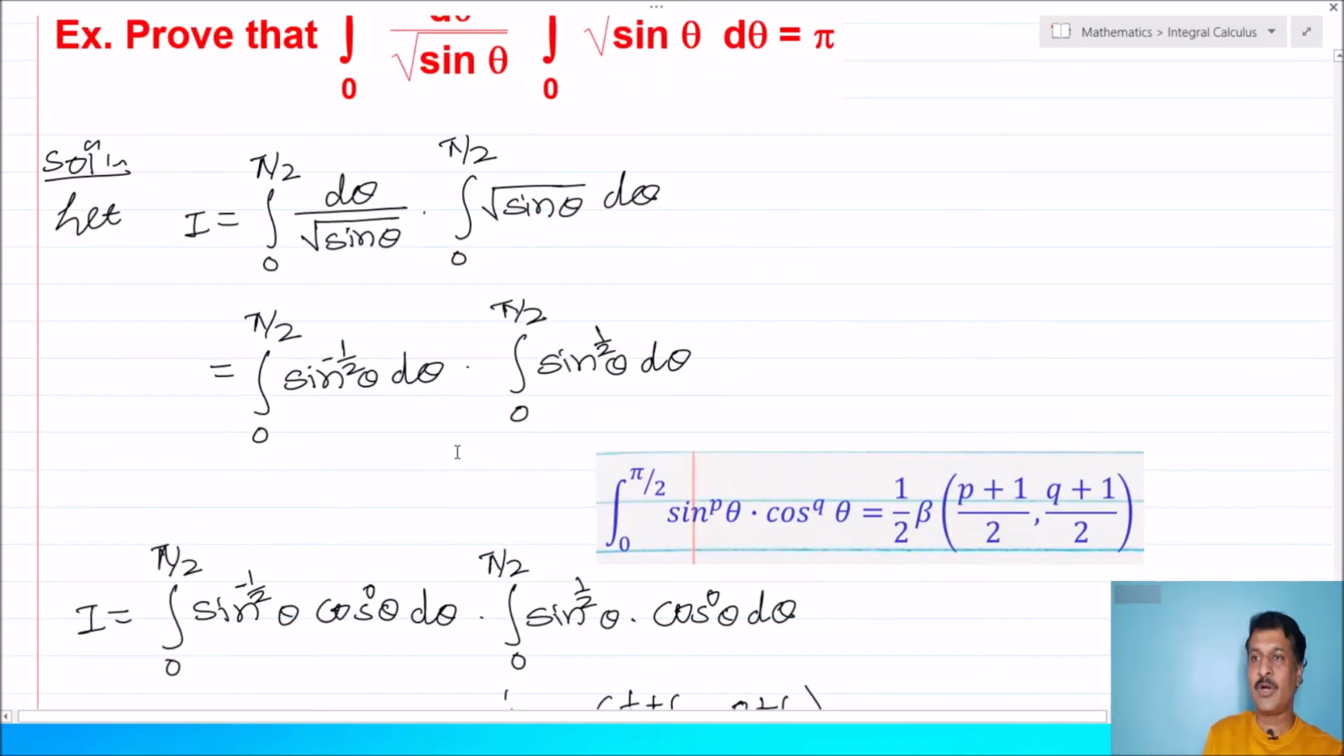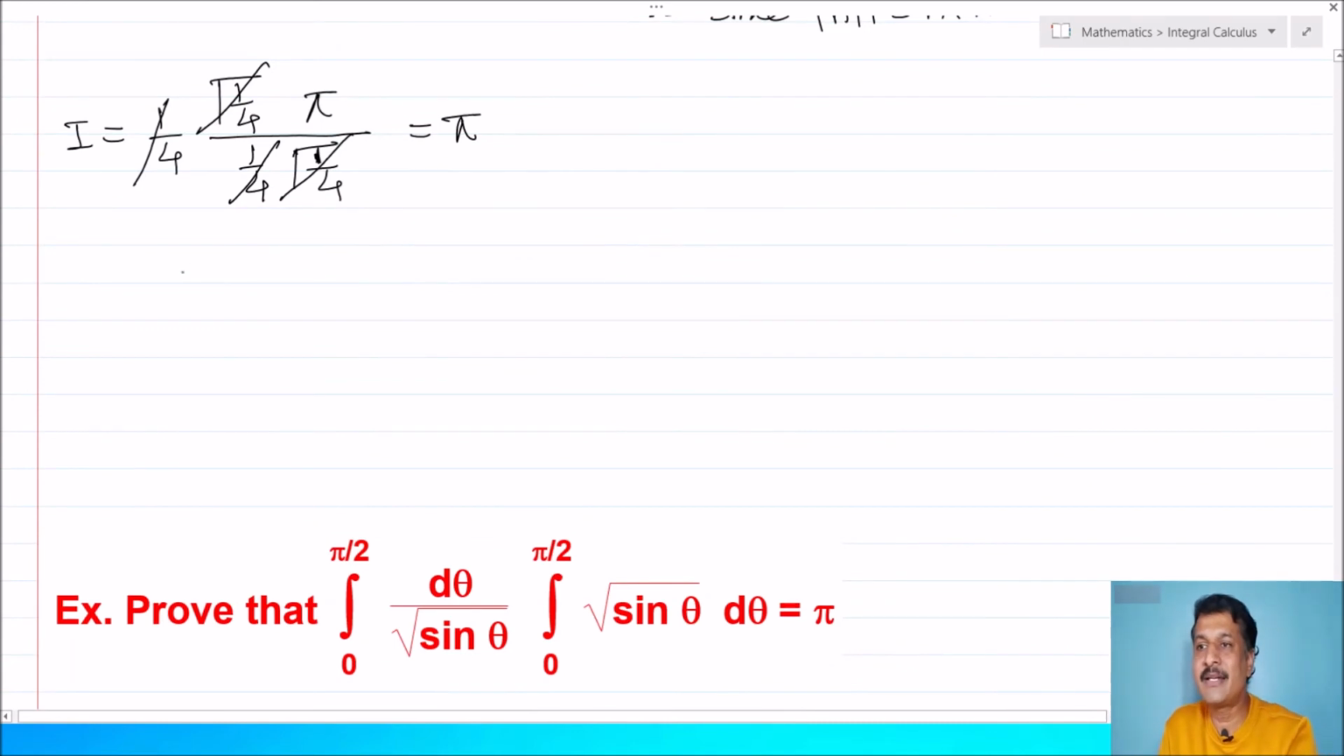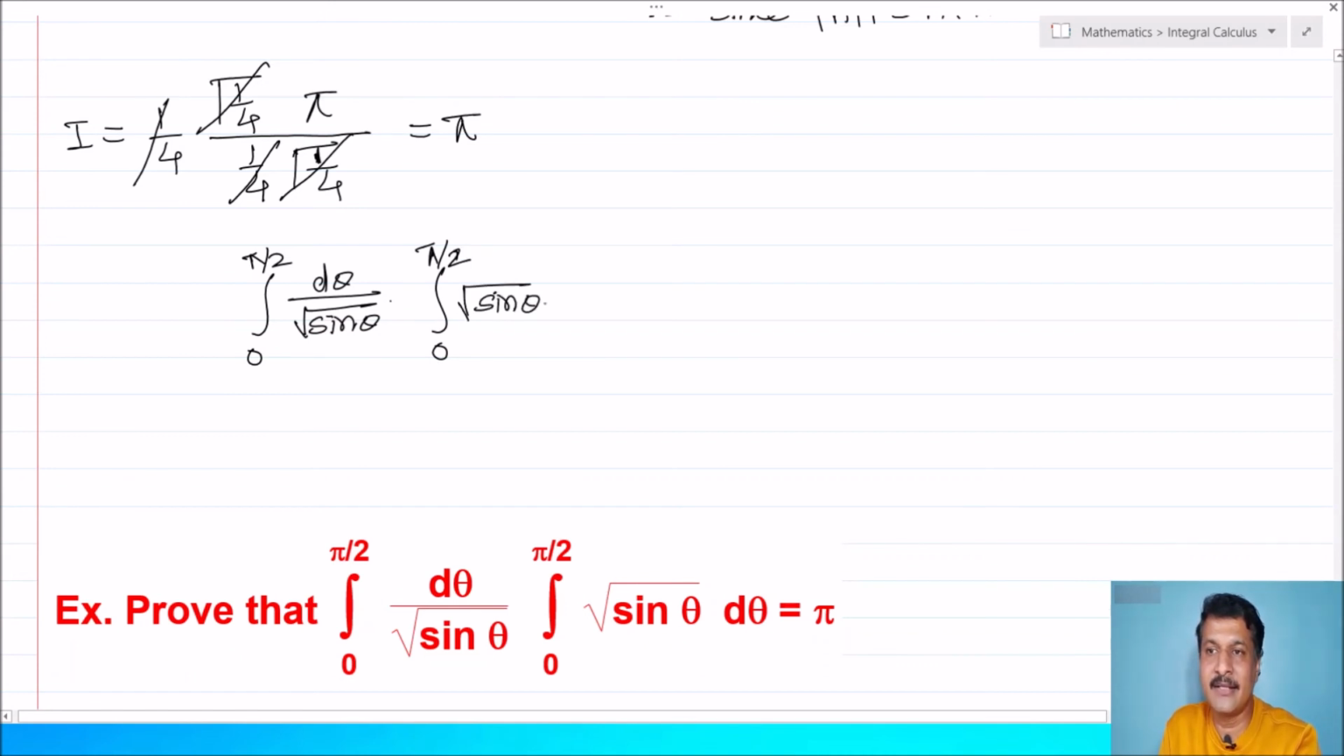What is the I? So I equals integration 0 to pi by 2 d theta upon under root of sin theta into integration 0 to pi by 2 under root of sin theta d theta, and that is equal to pi, which is your required answer.